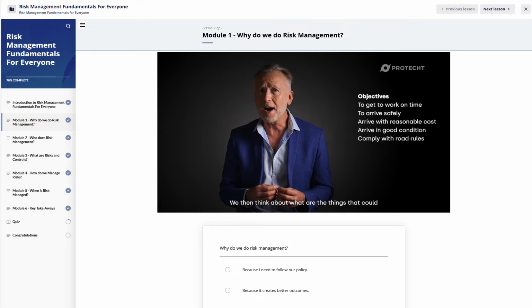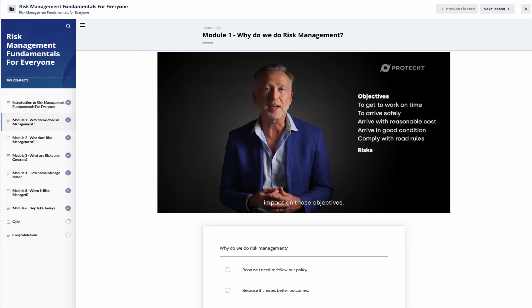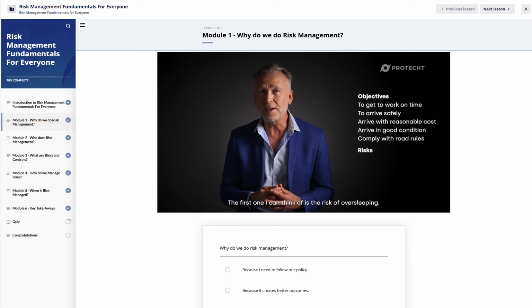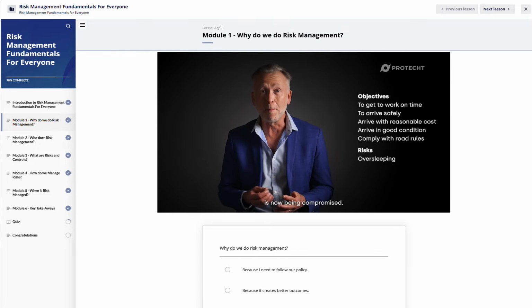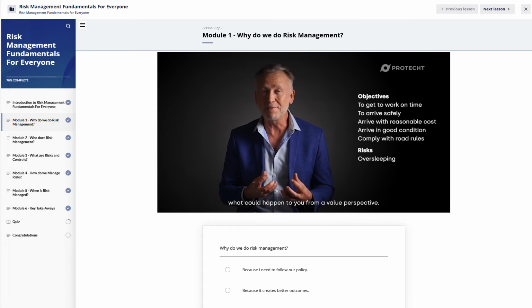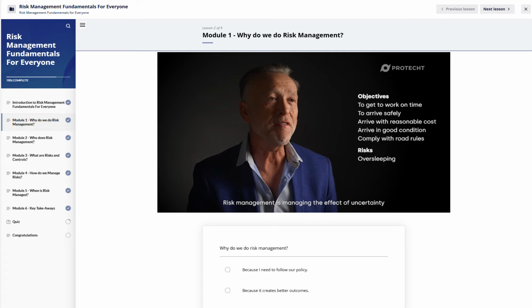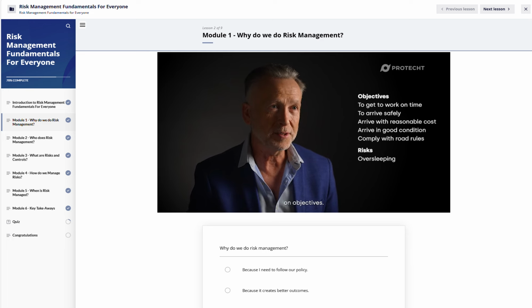We then think about what are the things that could impact on those objectives. The first one I can think of is the risk of oversleeping. So if you oversleep, the chance of you getting to work on time is now being compromised. It's created uncertainty. And I think it's fairly obvious what could happen to you from a value perspective. If you keep getting to work late, you might find yourself without a job. As a result, the risk of oversleeping has a direct impact on the objective of you getting to work on time. Risk management is managing the effect of uncertainty on objectives.